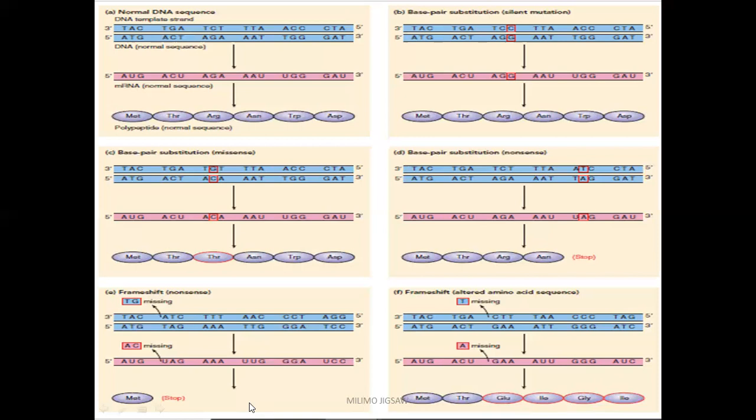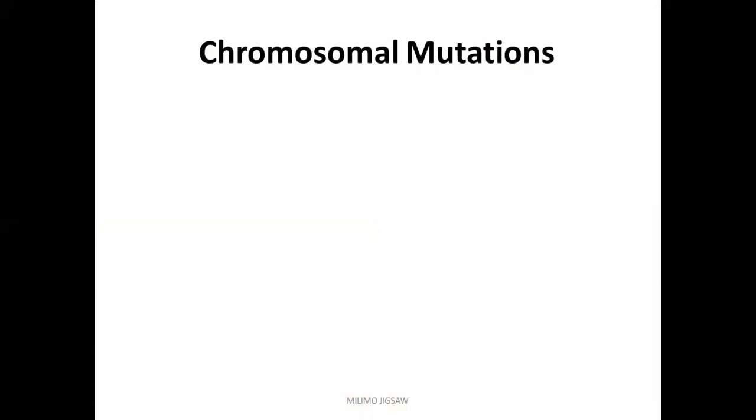So I've mentioned the base substitution mutations, we've mentioned the different types, and then we've mentioned also the frameshift mutations. Frameshift is insertion or deletion of base pairs. Substitution, you are substituting one base for another. Okay, so those are the gene mutations. We're not going to look at chromosomal mutations.